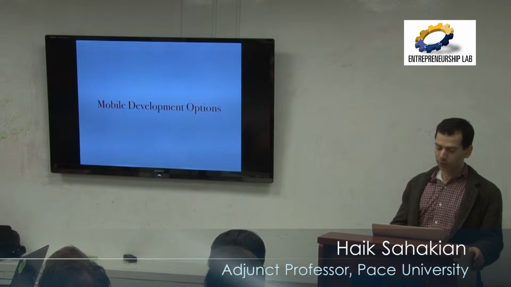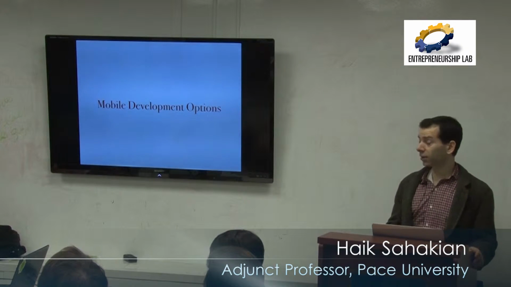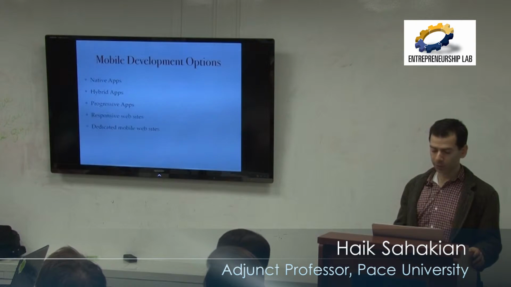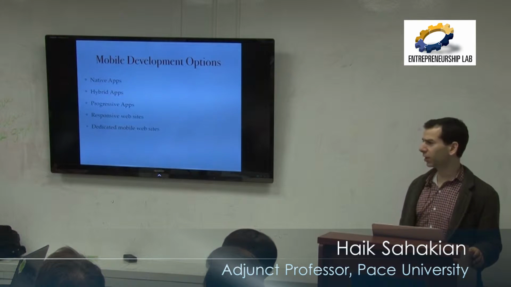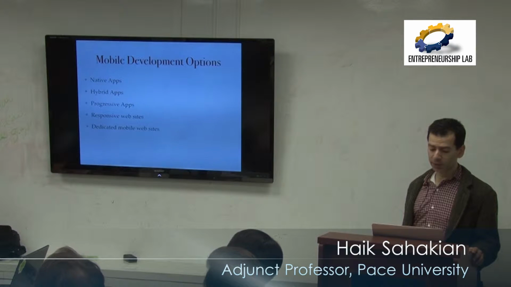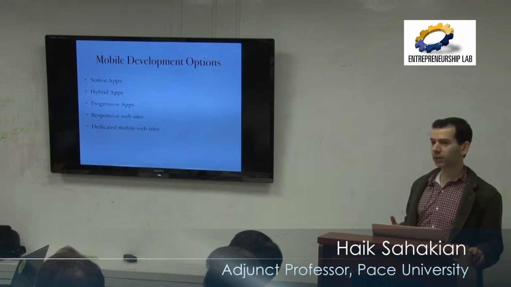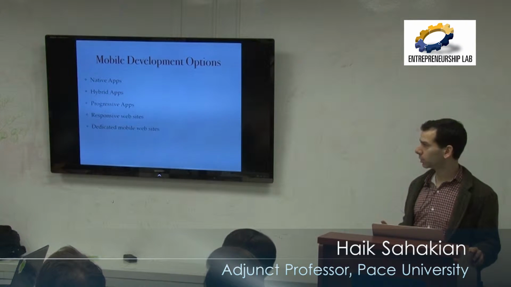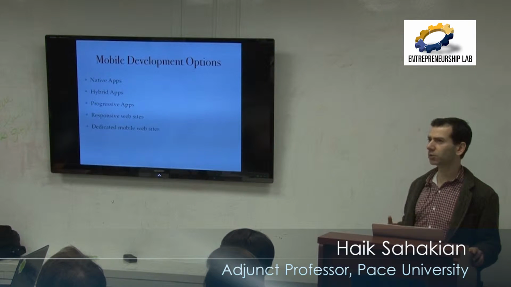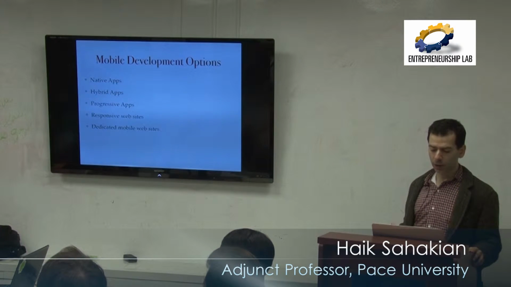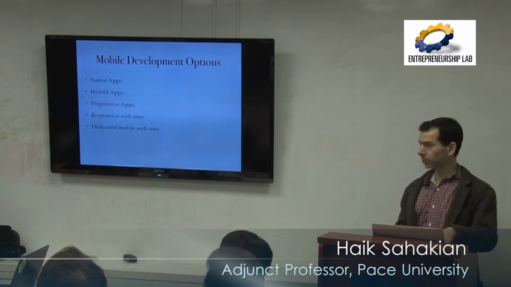Okay, so let's have a look at the options that you have when you're developing on mobile. I think you've got 5 basic options. Native apps, hybrid apps, a newer category that they're calling progressive apps. This is being pushed by Google. They started using the term about halfway through last year. Responsive websites, which is the most popular, I think, and dedicated mobile websites. And I'll just go over what each one of these are.